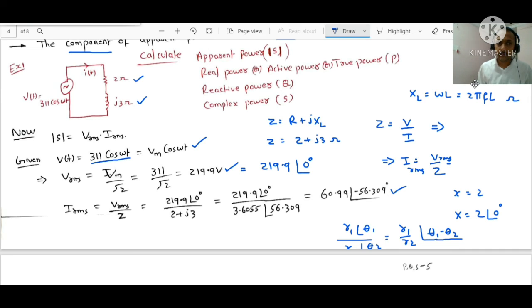VRMS we have calculated. This is very important. He will give you simply V of t equal to 311 cos omega t. If you immediately take V equal to 311, the entire problem goes wrong. That 311 is the Vm value. Vm equal to 311, but we want the VRMS value. VRMS is Vm by root 2. Very caution.